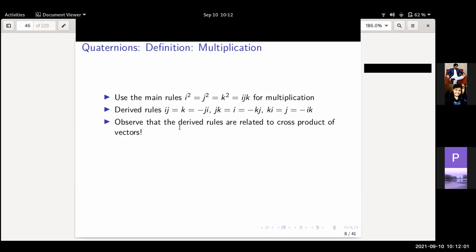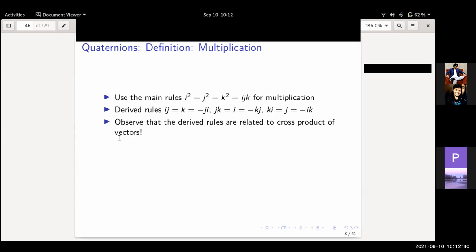Observe that the derived rules are related to the cross product. You know that i cross j is actually k in your three-dimensional system. If i and j and k were assumed to be unit vectors in the direction of the x, y, z orthogonal axes, then i cross j is k and minus j cross i is k. This we already know. So you can already see some geometric properties of three-dimensional space are already captured by these ijk vectors and the way in which we have defined the interactions between ijk.